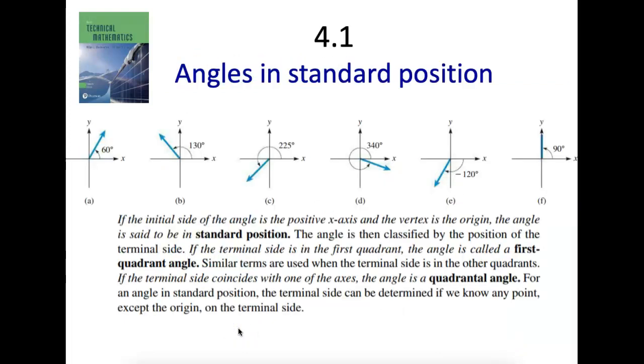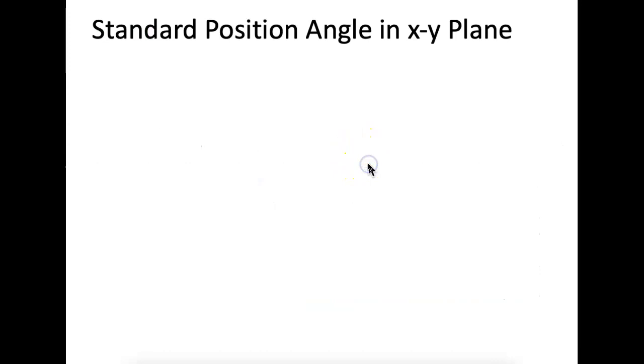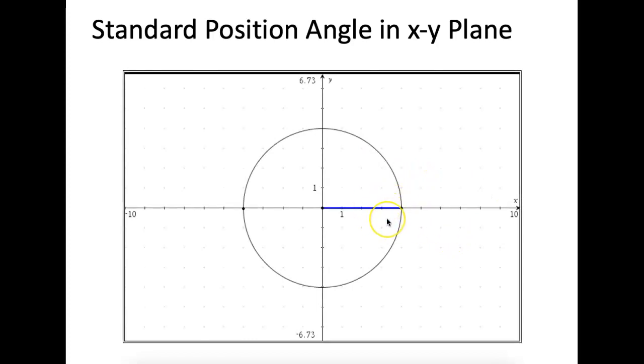So angles in standard position just means that one side of the angle is on the positive x-axis and the other side is located somewhere else. If that other side, which is called the terminal side of the angle, is in the first quadrant, second quadrant, third quadrant, or fourth quadrant, then notice that this angle, because it's measured clockwise, not counterclockwise, is negative 120 degrees. Anything that's measured counterclockwise, where you start at the positive x-axis and go counterclockwise, is a positive angle. So let's look at a little example here.